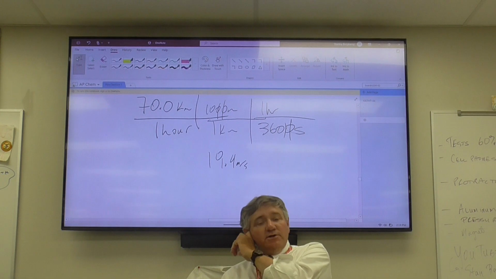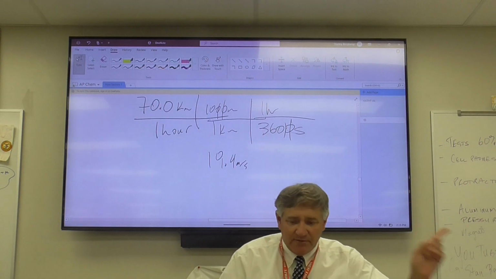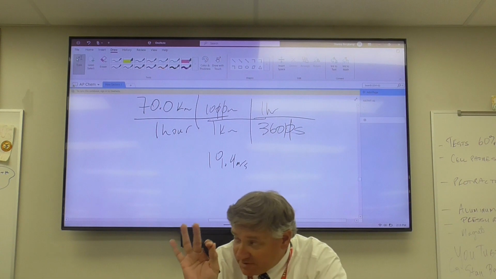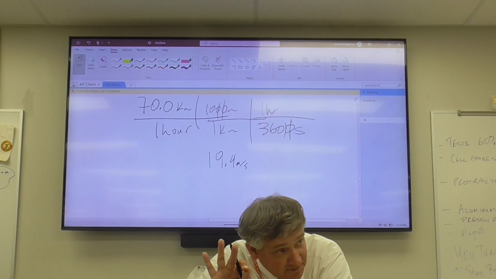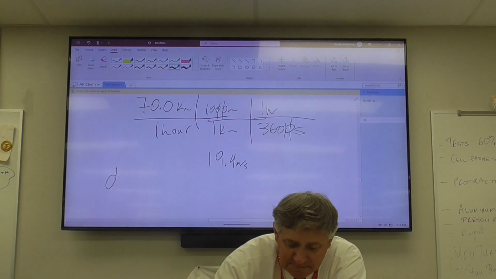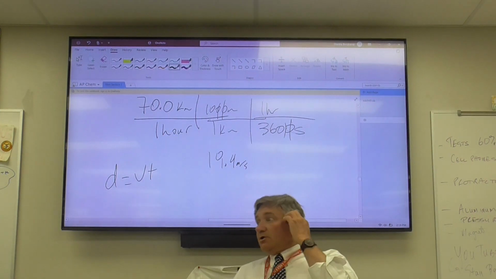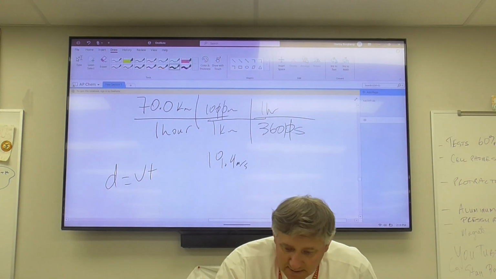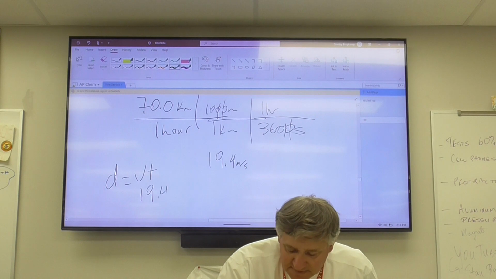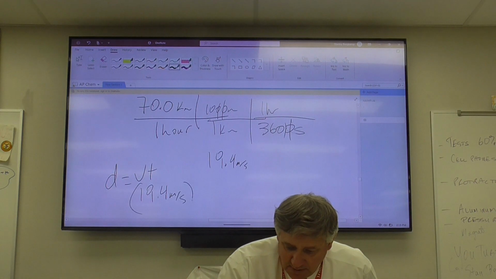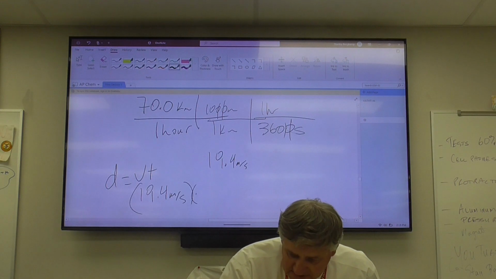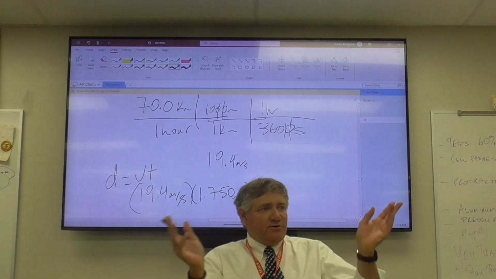Now, at this point, you need to figure out how far she's going to travel. I'm going to show you 3 different ways you can do this. It's personal preference. One option is that you can use distance equals velocity times time. You know the velocity, 19.4 meters per second. You know the time is 1.75 seconds. The seconds cancel out, you get meters.